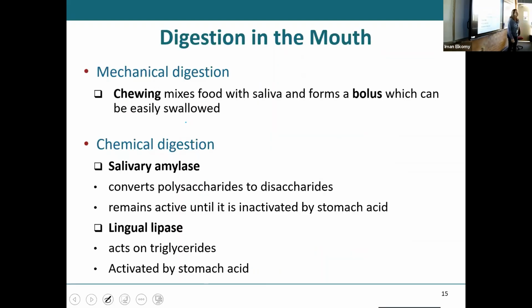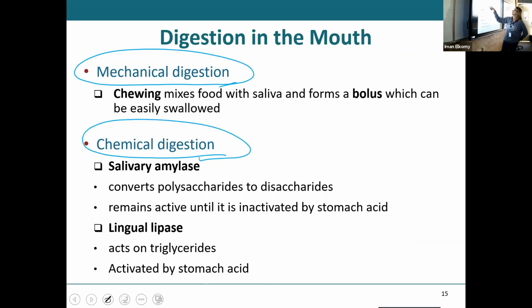Okay. So those are the main structures in the mouth: the teeth, the tongue, and then we had the salivary glands that were outside the mouth but contributed to digestion. So let's talk about how they do this digestion. Remember, we have two forms. We've got mechanical digestion and chemical digestion.